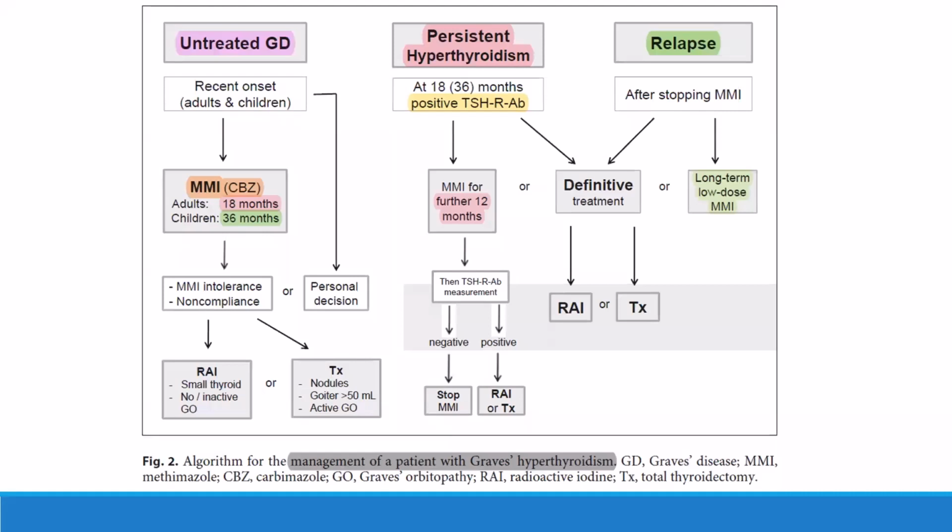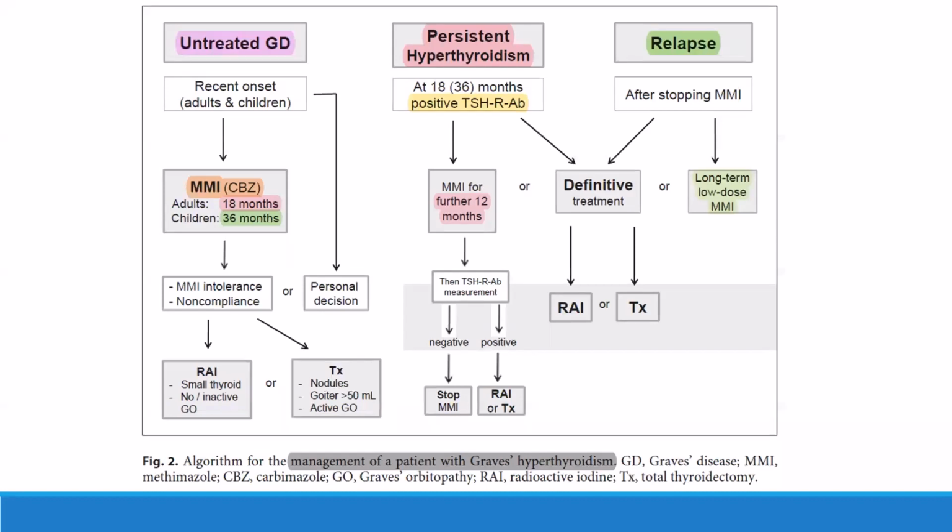And of course, surgery is the best option if there is a nodule in the thyroid in a patient with Graves' disease, especially if there is a suspicion of malignancy. Also, if the goiter is more than 50 mL, this is a huge goiter causing compression, and in this situation surgery is the best option. Also, if there is active Graves' orbitopathy and medical therapy is not tolerated, in this situation surgery is the best option.